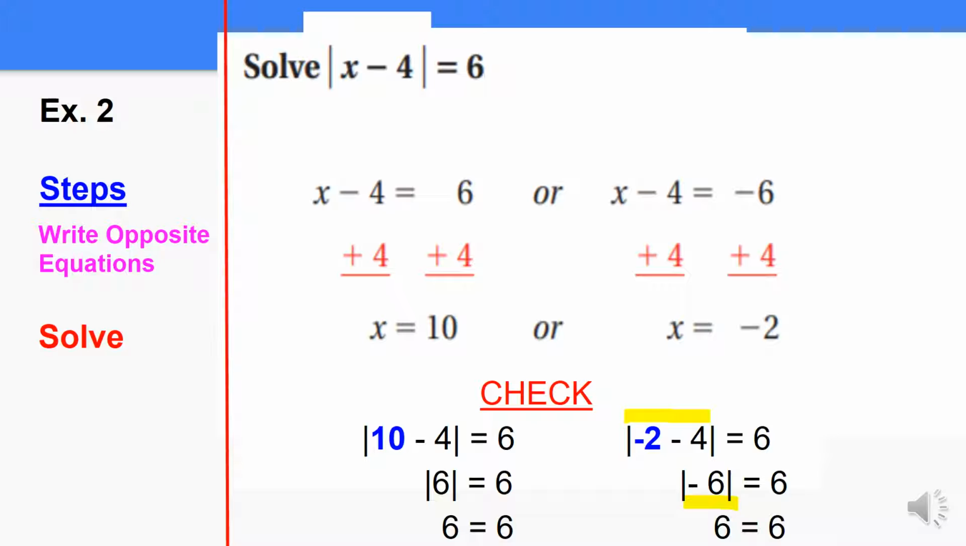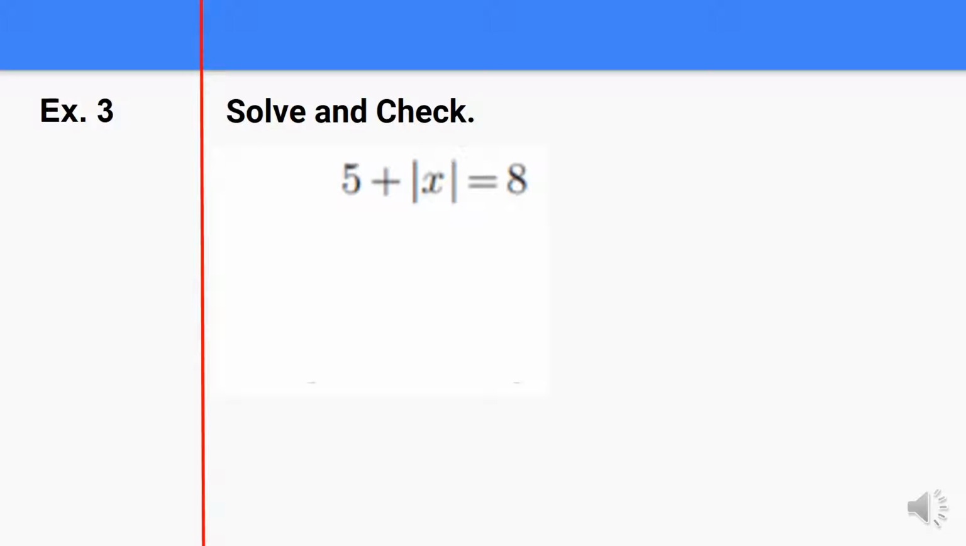This also works. Notice that we have two answers. One that creates a positive in the absolute value. Wonderful. And one x value that creates a negative inside the absolute value. Either way, we get a +6. Awesomeness.